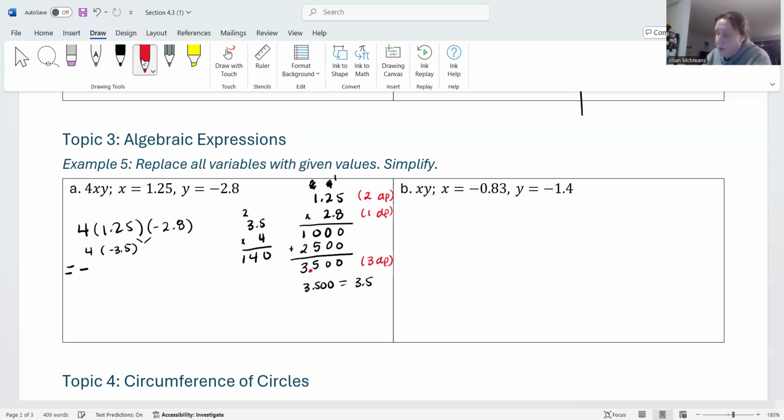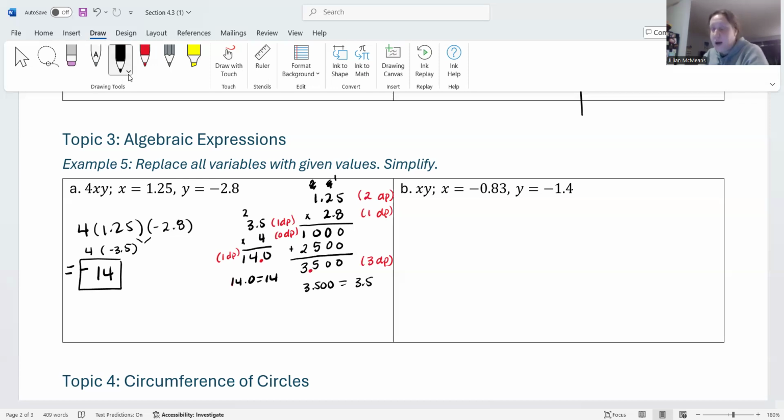And let's figure out the decimal points. So my first factor has 1 decimal place. My second factor has 0 decimal places. So that tells me my final product needs 1 decimal place. So that tells me this is really just 14, because 14.0 is really just 14. So my final product is negative 14. Okay? And we can do the same thing for part B.